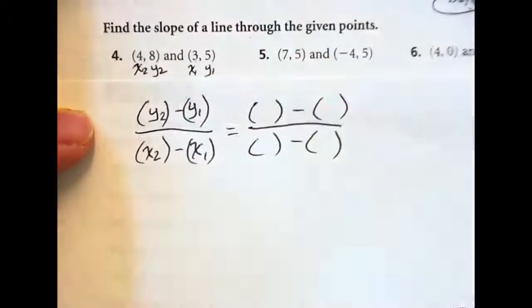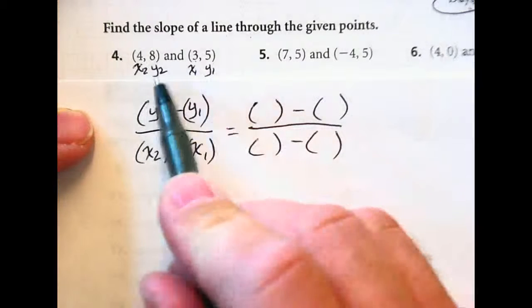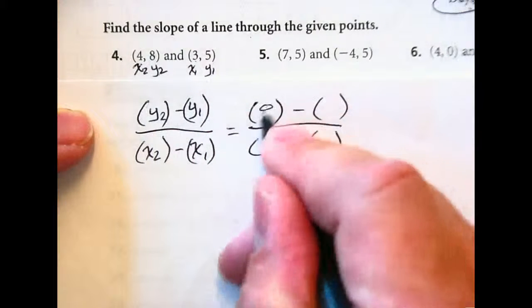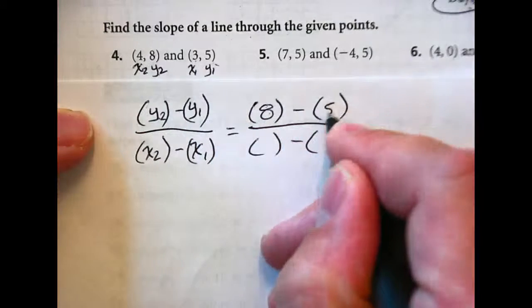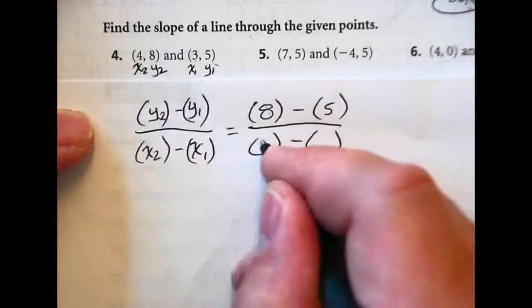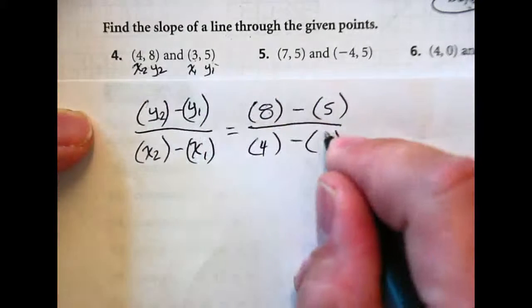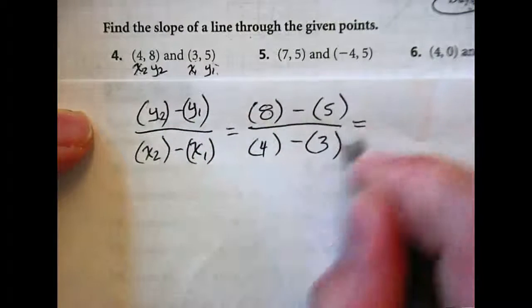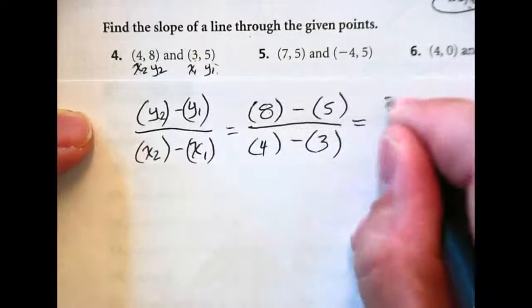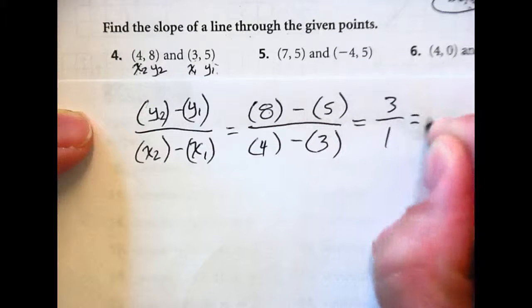Now, those of you that want to erase, don't erase yet. The whole point of me doing that is to show you that it doesn't matter. I'm going to put 8 in for y2. I'm going to put 5 in for y1. I'm going to put 4 in for x2, and I'm going to put 3 in for x1. Notice my 1s have to go together and my 2s. Okay? And then when I put them into my equation, I get 8 minus 5 is 3, and that is 1, so I get a slope of 3.